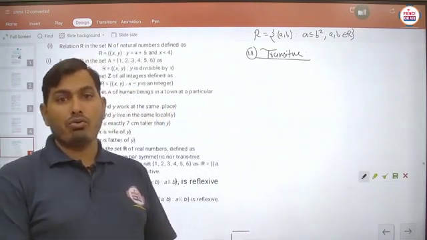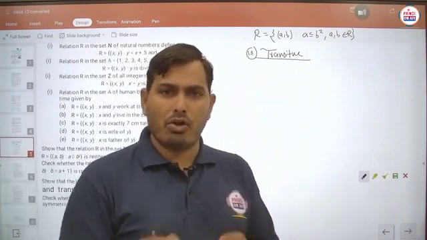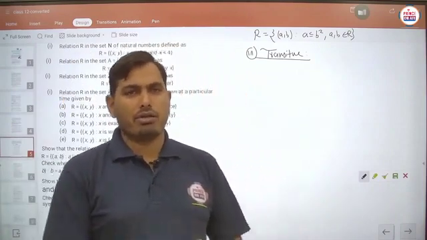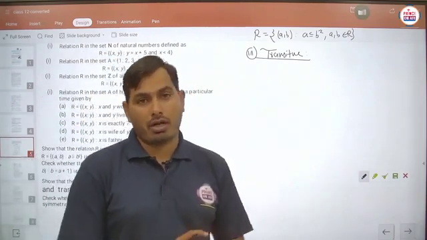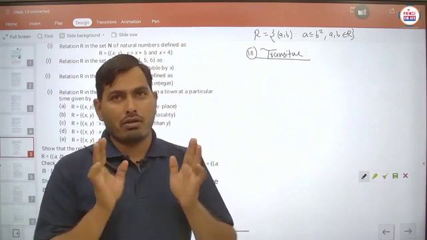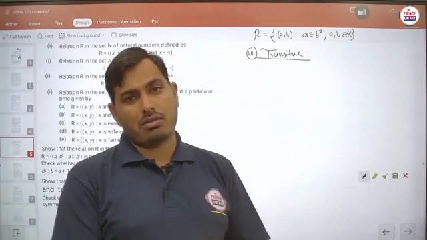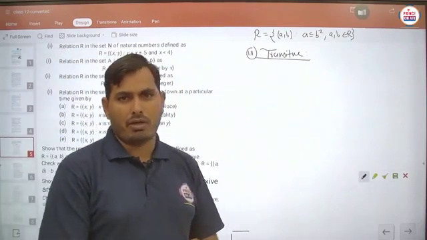Then we have to choose three numbers in such a way that (a, b) belongs to R, (b, c) belongs to R, but (a, c) does not belong to R. Then we can say that it is not transitive. But how can we assume this particular type of numbers? So students, I will tell you a particular algorithm by which you can assume this type of numbers. Is it clear?